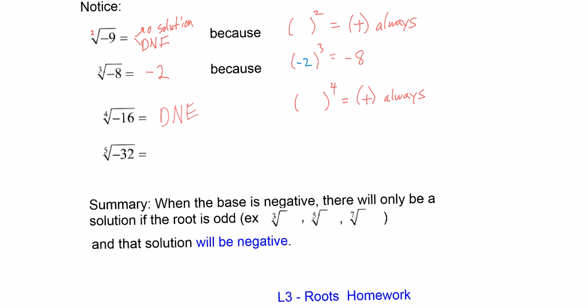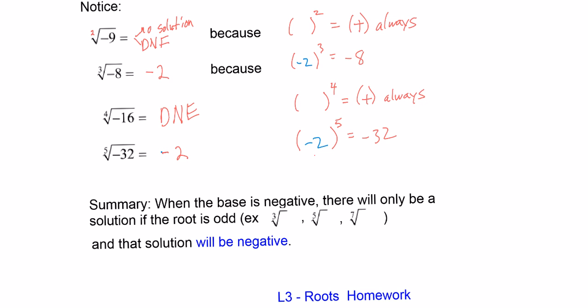So let's take a look at the fifth root of -32. We want something to the 5 giving us -32. So we could try -1. -1 to the 5 doesn't give us -32, it just gives us -1. -2, though, does work. So we get -2 as our answer for the fifth root of -32.